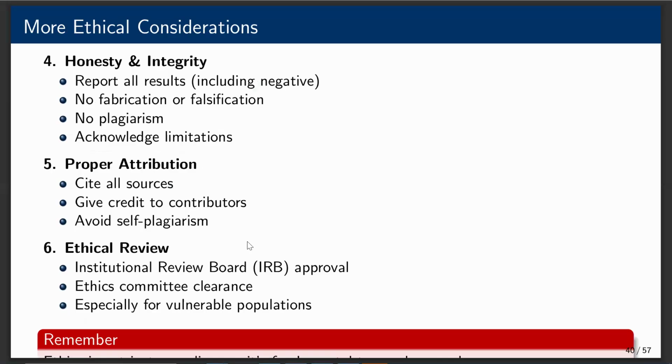More ethical considerations. Honesty and integrity: report all results, including negative, no fabrication or falsification, no plagiarism. You have to acknowledge limitations, give proper attribution, cite all sources, give credit to contributors, and avoid self-plagiarism. Even if you have already published a research paper, you cannot copy from that same paper. If you are doing it, then it will be self-plagiarism. Then ethical review: institutional review board, that is IRB approval, and ethics committee clearance, especially for vulnerable populations.